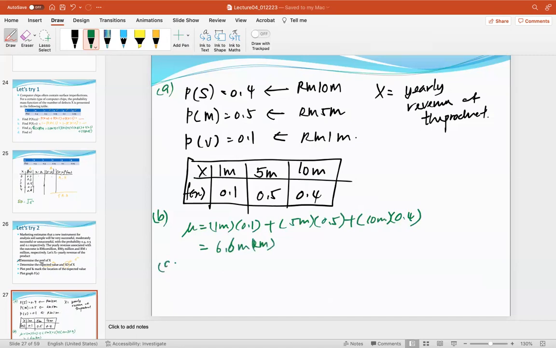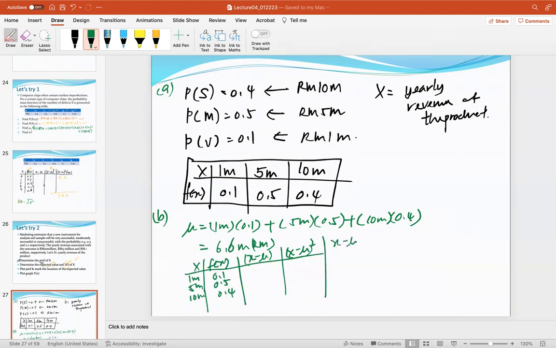So what about the standard deviation? For the standard deviation, again, we draw a graph: x, fx. So 1 million, 5 million, 10 million. My fx is 0.1, 0.5, 0.4. Okay, so x minus mean, power of 2, x minus mean, power of 2 times fx.